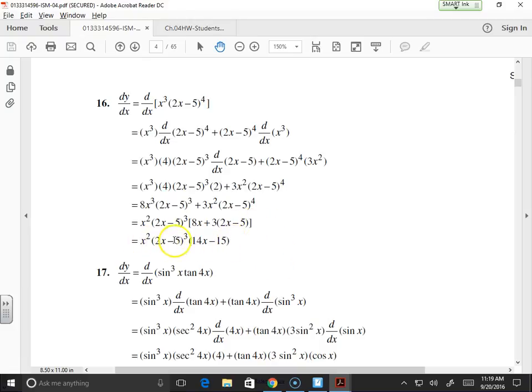Nicely simplified. Maybe you stuck it to the man somewhere else. But you know they would have pulled out that to the third power, and you end up with x squared times 2x minus 5 to the third, times 14x minus 15. They factored out the 2x minus 5 to the 4, and they factored out an x squared. Yeah, I stuck it to the man at right about where it says x cubed. I multiplied it out and I stuck it.